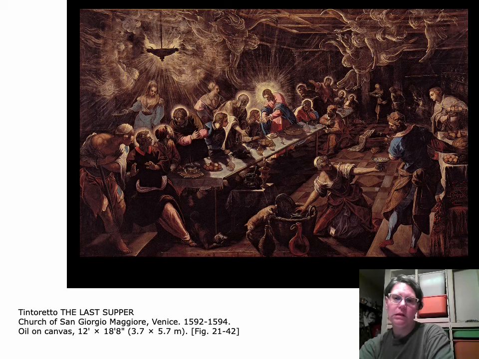This is Tintoretto's The Last Supper. It's in the Church of San Giorgio Maggiore in Venice, and it was done in 1592 to 1594. It's 12 feet by almost 19 feet. This painting really accentuates the moment where Christ breaks bread in the transubstantiation. The transubstantiation is the act of turning the wine and the bread into the flesh and blood of Christ.